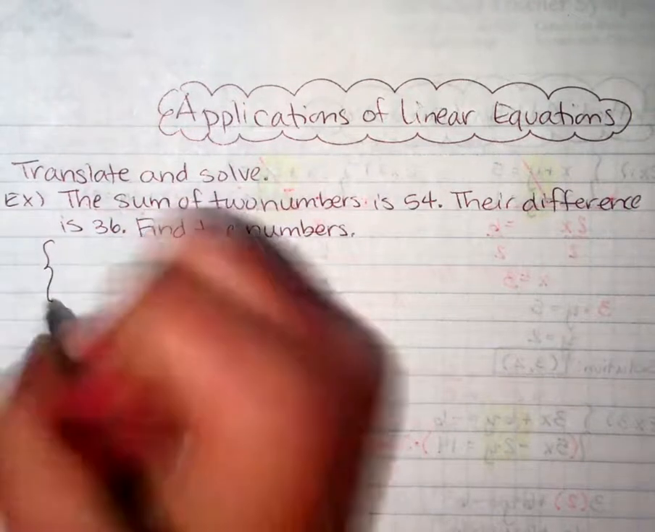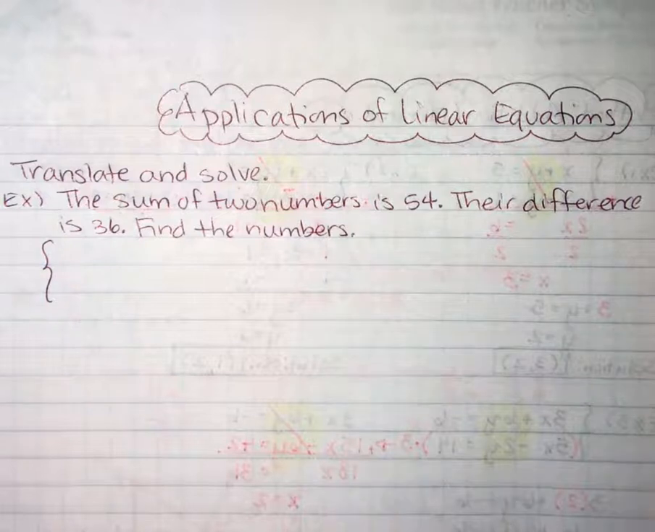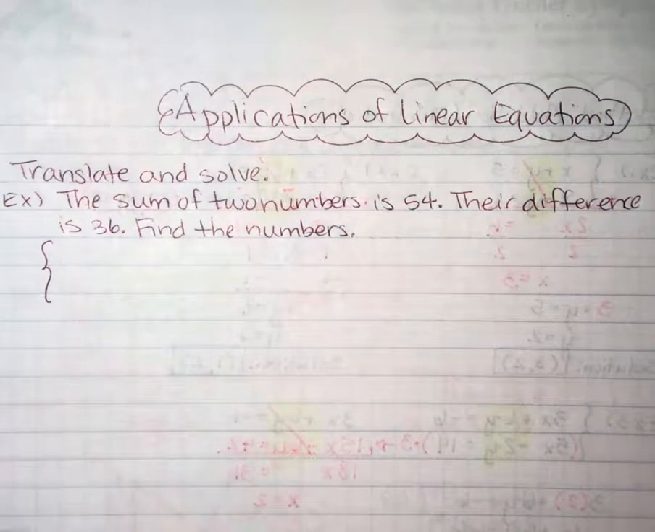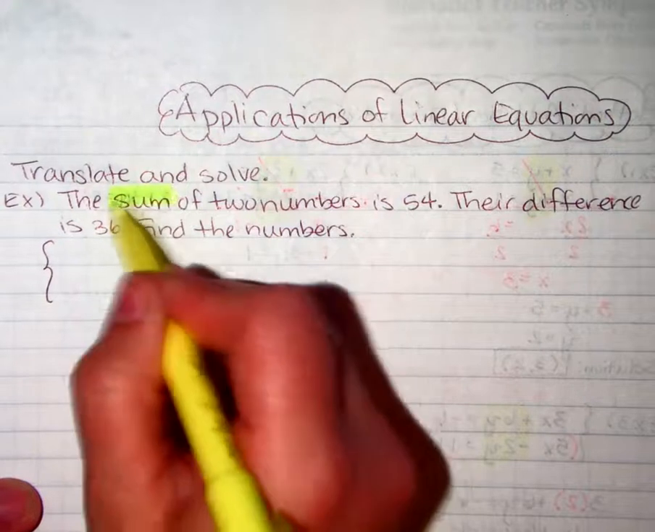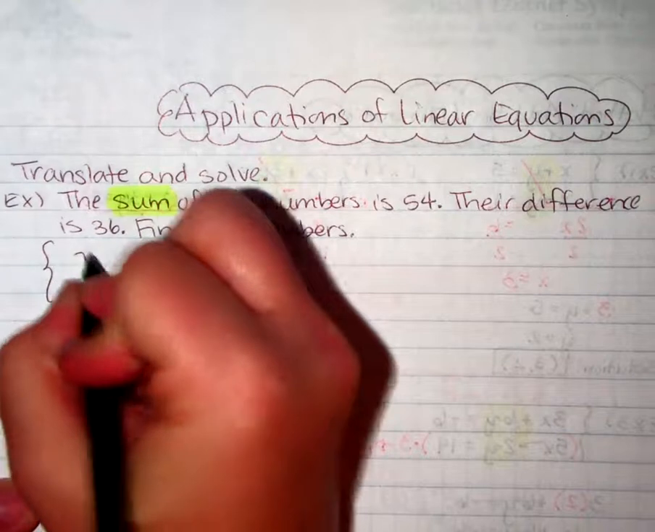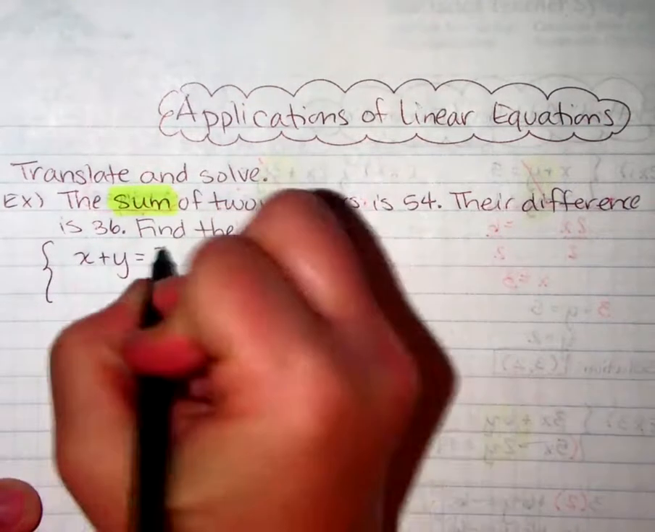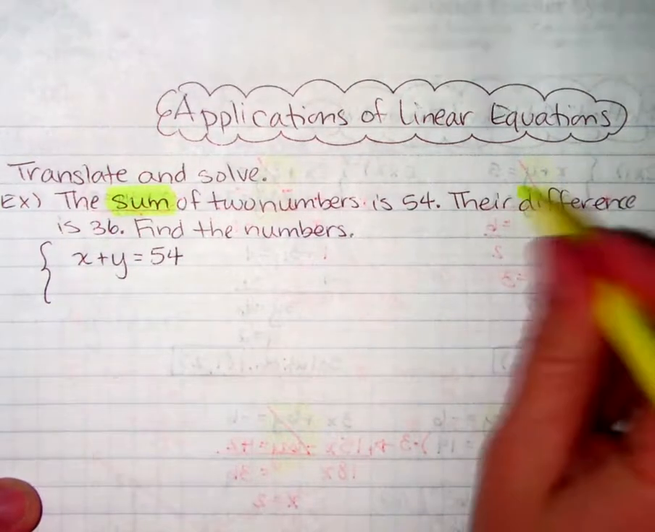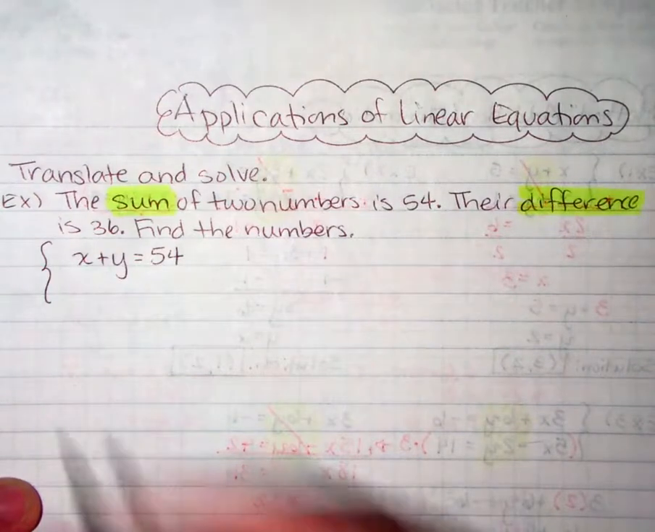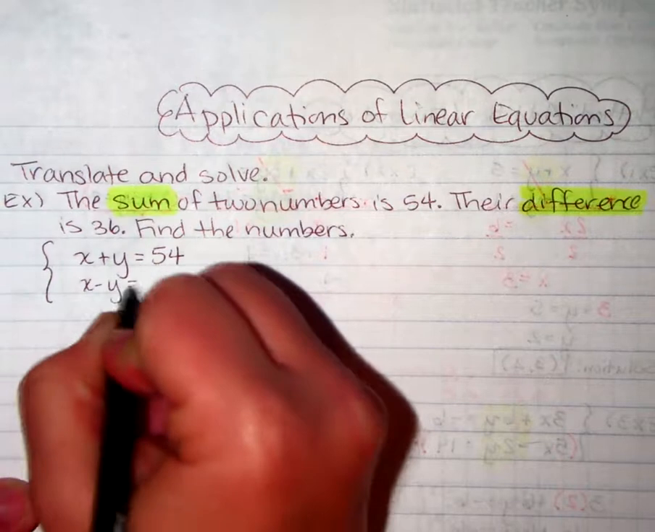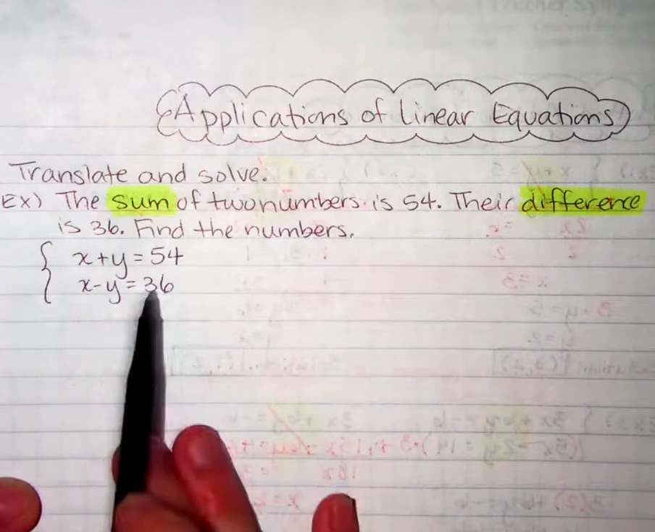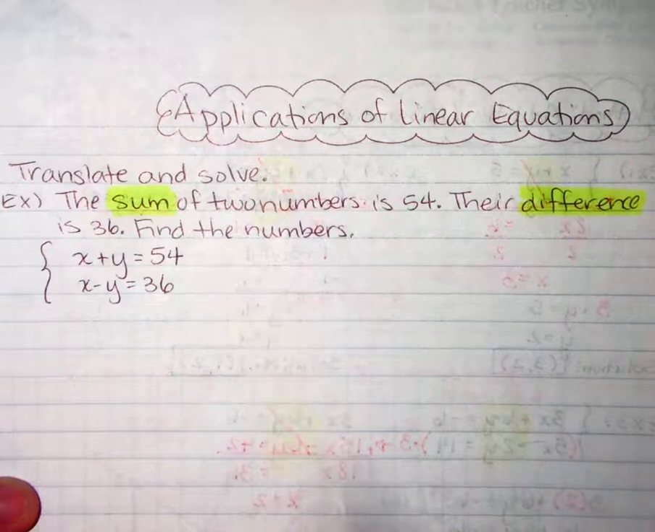So let's go with this little bracket to start our system. We're talking about two numbers where first we want to add them, and that's indicated by the word sum. So sum always means we want to add two numbers together. So create two variables that when you add them together is 54. And now it's saying their difference is 36. So difference always means that if we subtract those two numbers, we will get 36. And so when we're saying translate and solve, this is the translation. It's taking the various sentences in the word problem and translating them to an equation.